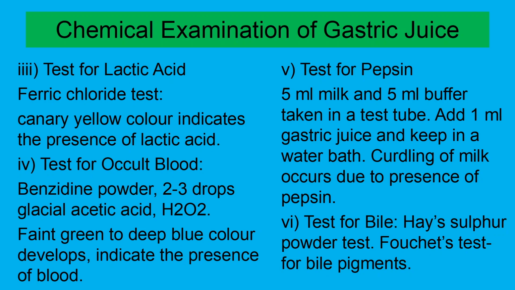Then the other chemical tests include those for lactic acid. For lactic acid we can perform the ferric chloride test. For this, you take 10 ml of distilled water in a test tube and add 10% ferric chloride solution. Observe for the canary yellow color. That will indicate the presence of lactic acid, which is an organic acid.